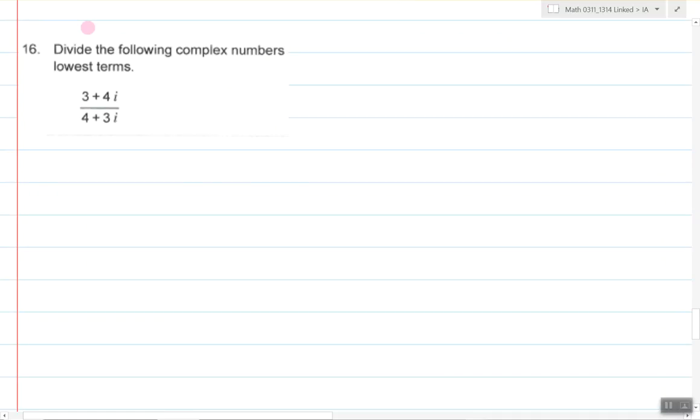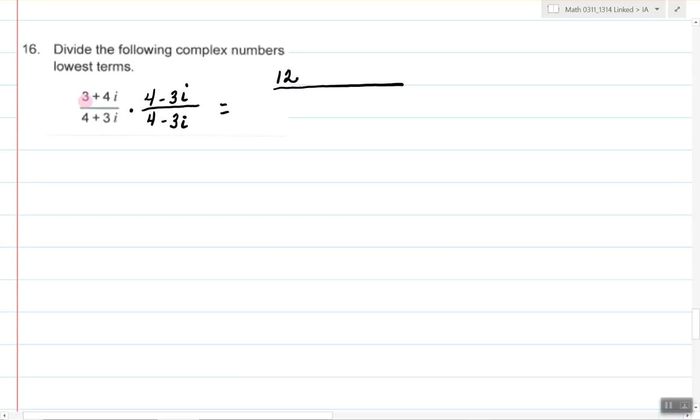All right, number 16 is going to be a little bit longer because the numerator has 2 terms also. Going to multiply by the conjugate of the denominator, 4 minus 3i over 4 minus 3i. Now, you might want me to write it out in a particular way. The numerator has to be done by FOIL, so I'm going to try to just write all of the terms of the FOIL. Product of the first, 3 times 4 is 12.